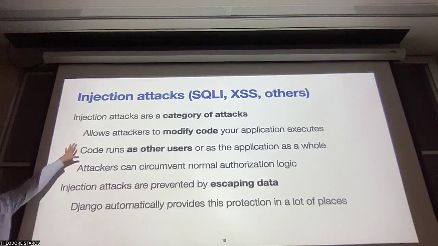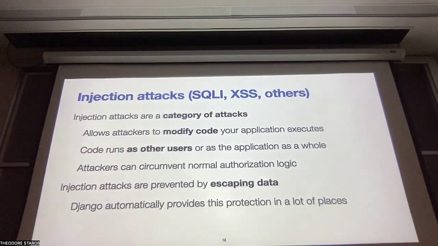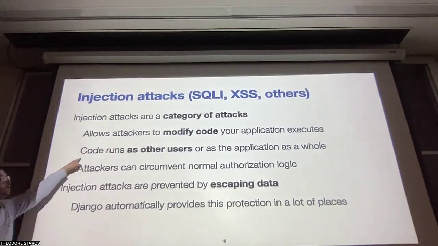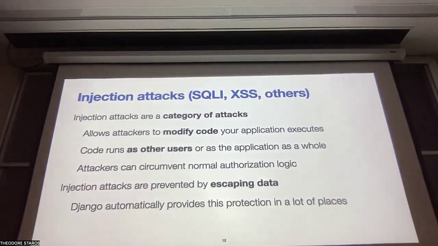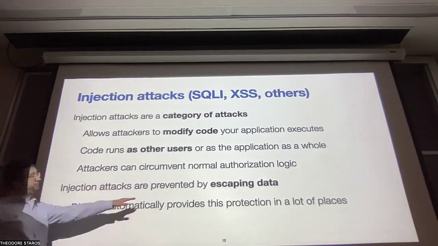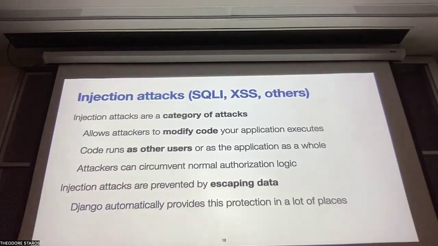So again, we really don't want the attackers to run code as our application because our application is very privileged. And importantly, the code can run as another user or even as the application as a whole. And it allows attackers to circumvent all the normal authorization. So it's really bad. And there's a defense against this. This is called data escaping. And it's something that Django automatically applies in a whole lot of places.